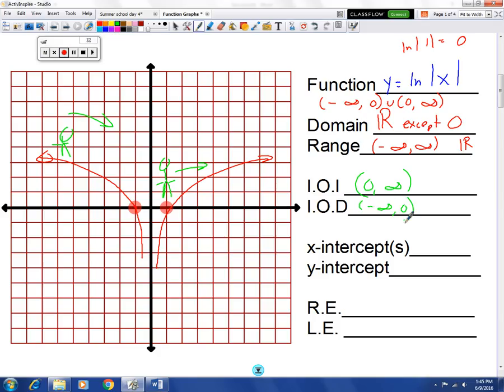X-intercepts, it would actually have 2 because of that fact. At negative 1 we have an x-intercept, and at positive 1. Negative 1 and positive 1. Y-intercept, it still will not have one. The right-hand behavior: as x approaches infinity, y approaches infinity. Since because of that absolute value we can go very far to the left, we have a more typical left end, this would be positive infinity.